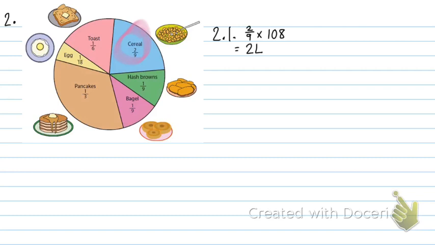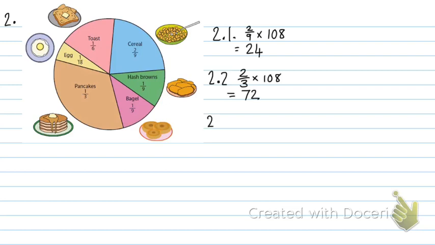Sorry, it's 108, not 180. So it's 2 over 9 times 108, and that gives me 24 learners. Number 2.2. How many learners did not vote for pancakes? Okay, so pancakes are a third. So if a third of the people like pancakes, then 2/3 don't like pancakes. So that'll be 2/3 of the 108 learners that don't like pancakes, which is 72 learners.